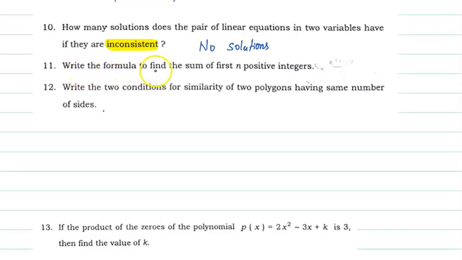Next, write the formula to find the sum of the first n positive integers. So you are not supposed to write the Sn formula here. Here it is given the sum of positive integers. Sum of positive integers means 1, 2, 3 up to n. So we have a value here, we have d, so you have to substitute into that Sn formula so that it gives n into n plus 1 divided by 2.